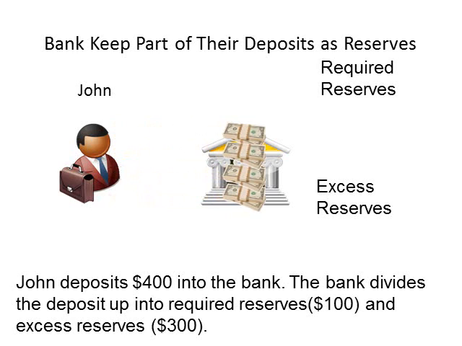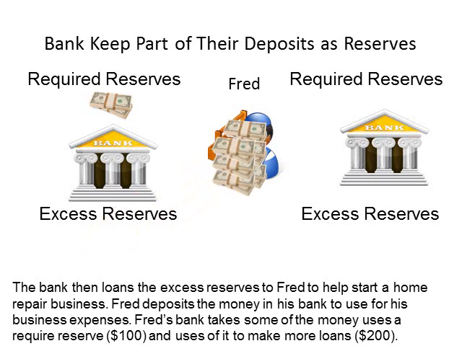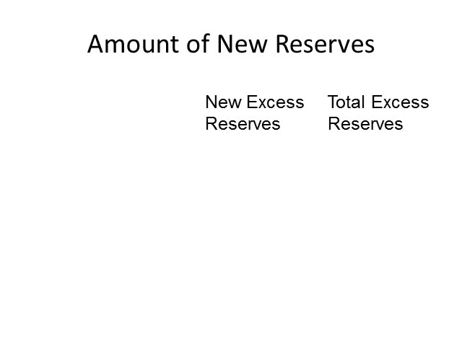Joe deposits $400 into the bank, and the bank will divide this money up into excess reserves and required reserves. In this case, the bank keeps $100 and uses $300 for loans. The bank then loans out $300 to Fred. Fred deposits the money in the bank, and that bank splits it up into the required reserves and the excess reserves. That is to say, the bank is going to keep $100 in required reserves and now has excess reserves of $200, which it could then make loans from.